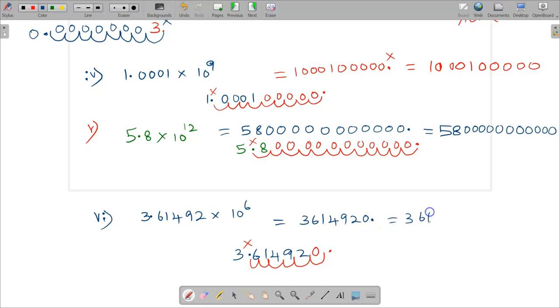So 3614920. This is the final answer for the sixth subdivision.